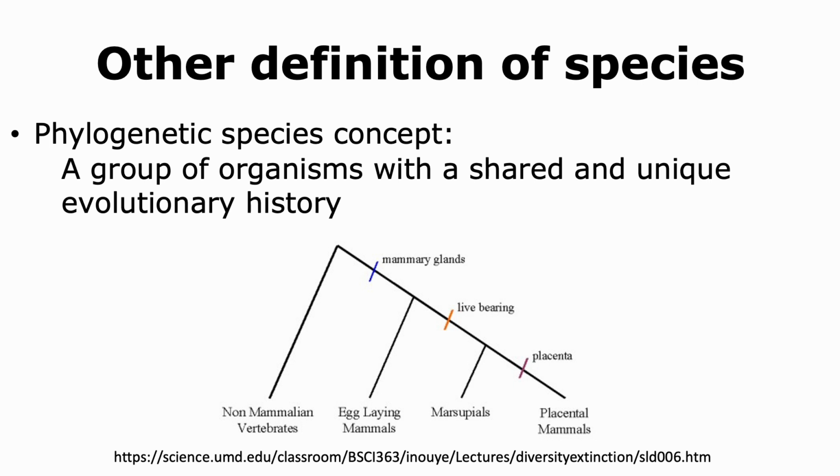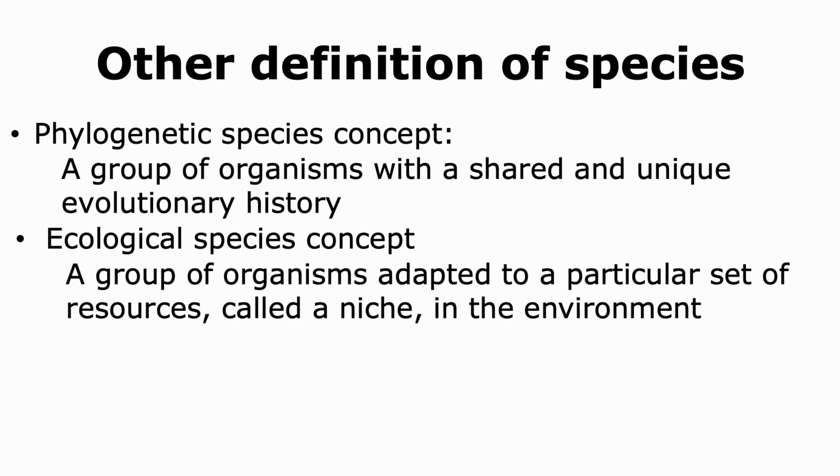Due to the limitations imposed by the biological species concept, there have been other definitions of species. One such definition is the phylogenetic species concept, which defines a species as a group of organisms with a shared and unique evolutionary history. Another type of definition of species is through the ecological species concept. In this scenario, a species is defined as a group of organisms that are adapted to a particular set of resources in the environment, which is called a niche. In addition to these concepts, there have been other concepts that have been put forward by different scientists.